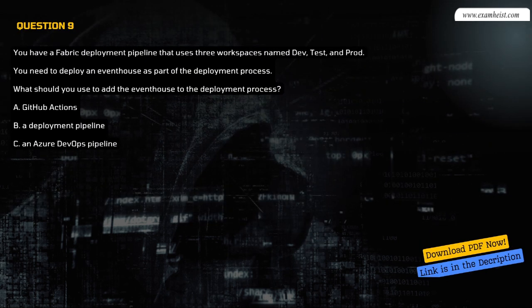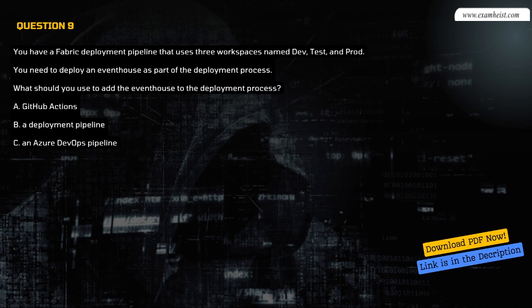Question 9. You have a Fabric deployment pipeline that uses 3 workspaces named Dev, Test, and Prod. You need to deploy an event house as part of the deployment process. What should you use to add the event house to the deployment process? A. GitHub Actions. B. A deployment pipeline. C. An Azure DevOps pipeline. Speaking ahead, the correct answer is C.